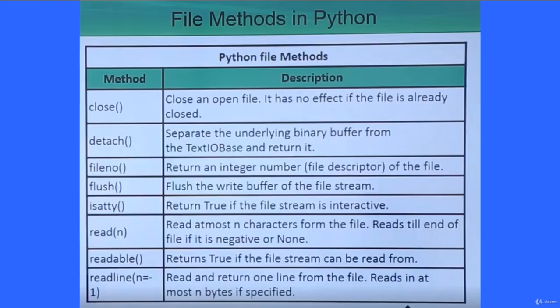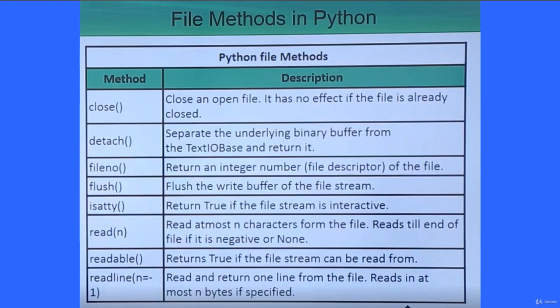This is the method name and there is the description. Close: close an open file, and it has no effect if the file is already closed. Detach: separate the underlying binary buffer from the TextIOBase and return it. Next is fileno, which returns an integer number, the file descriptor of the file. Each and every file, when it gets opened, is attached with some file descriptor number, so that number will be returned using this method fileno.